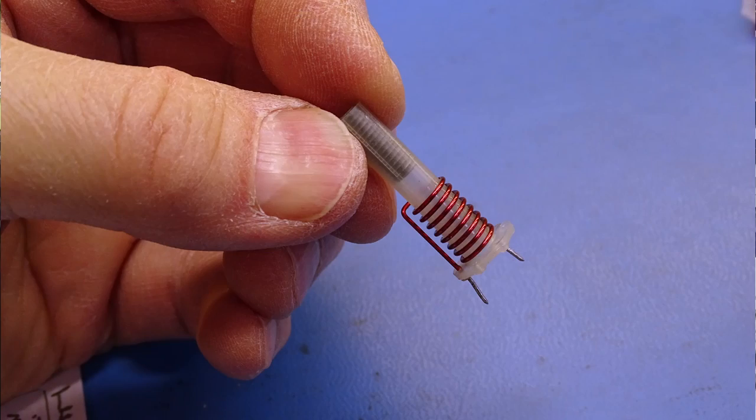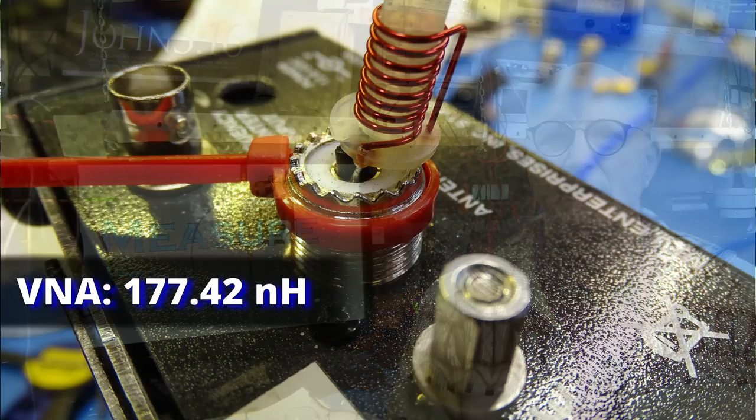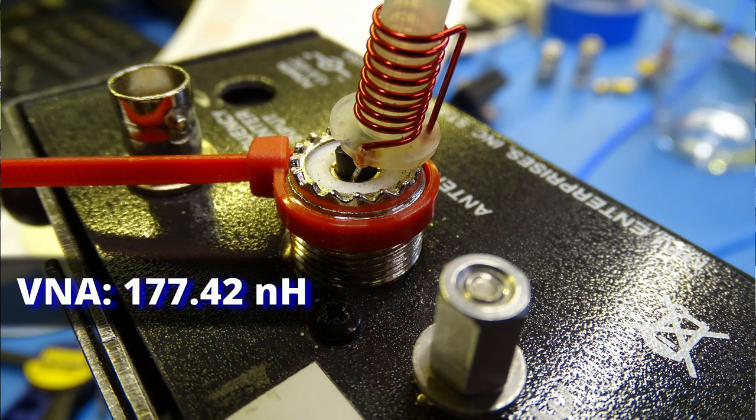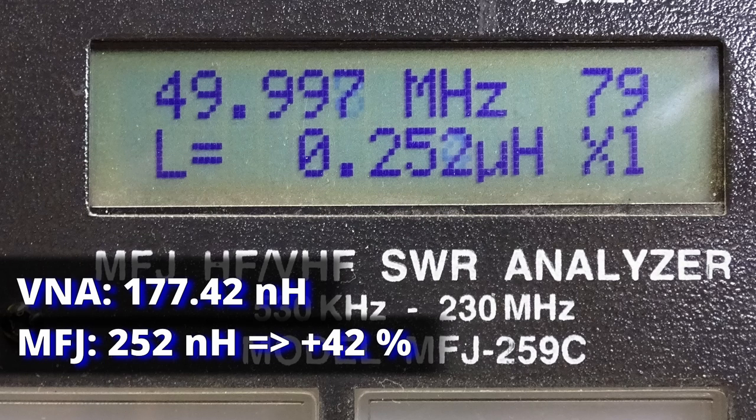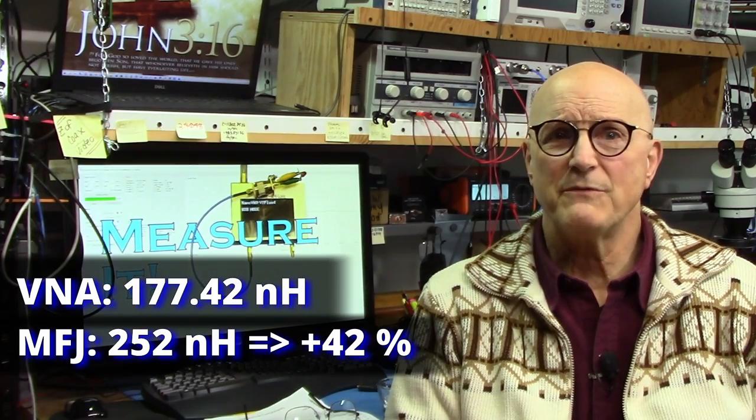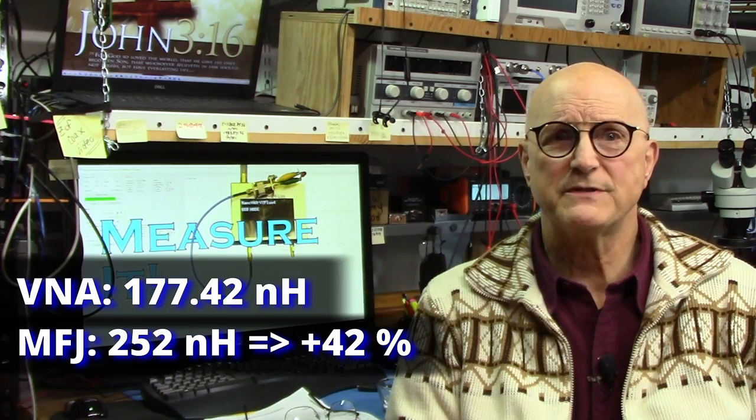The second one will be one of my variable inductors with a core pulled all the way out. The VNA reports the value of this inductor at 177.42 nanohenries. I connected this inductor to the MFJ in a similar way as I did the capacitor, being very careful to maintain the inductor's connection at the reference plane of the antenna analyzer. The MFJ reported the value of the inductor as 252 nanohenries at 50 megahertz. This differs from the VNA measured value by 42%.